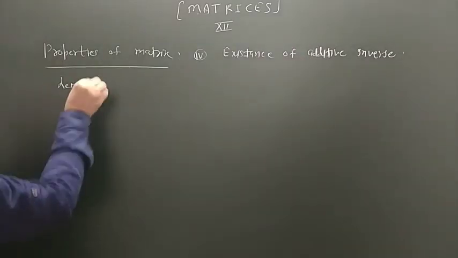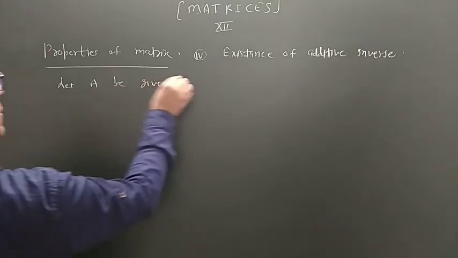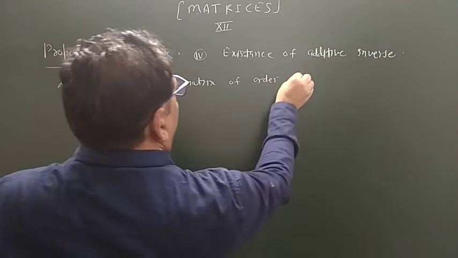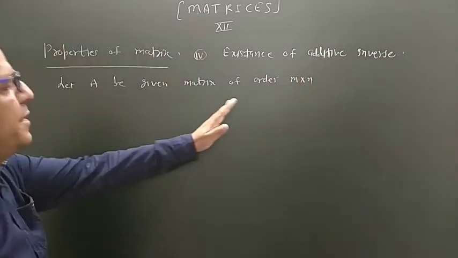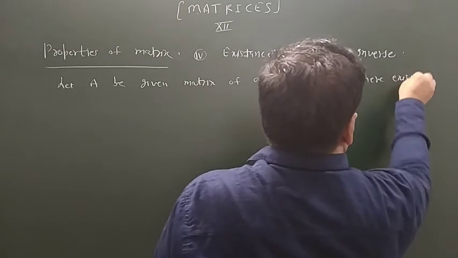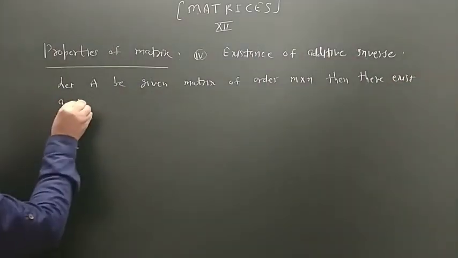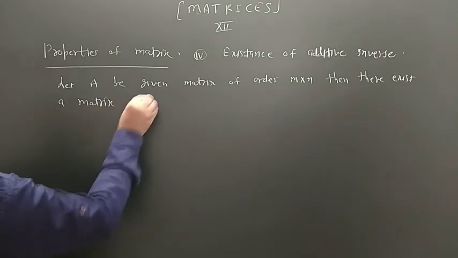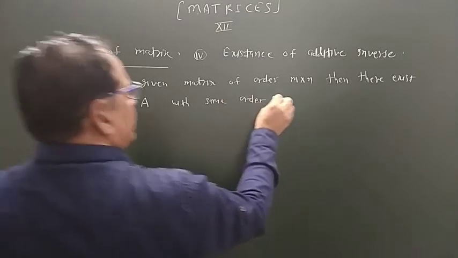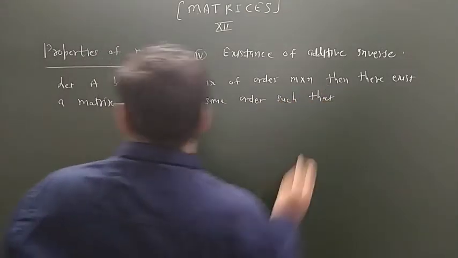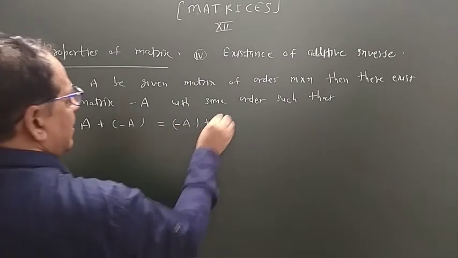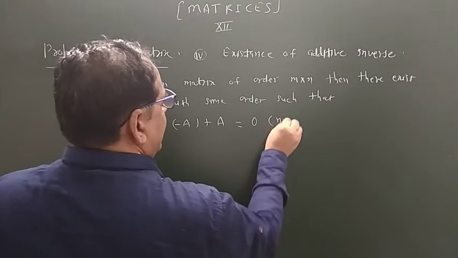Let A be a given matrix of order m cross n, then there exists a matrix minus A with the same order such that A plus minus A or minus A plus A equals the null matrix. This is the null matrix.